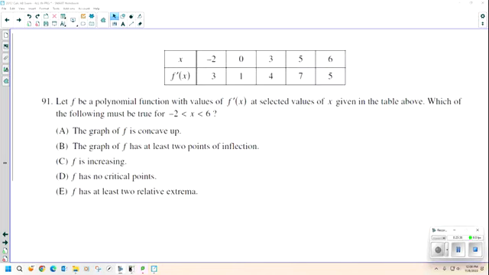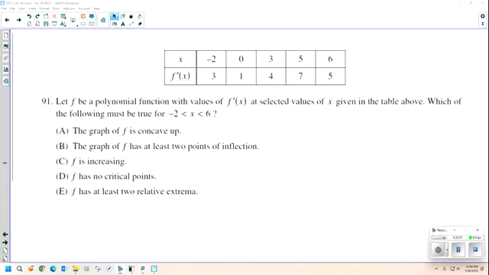It's like Christmas in November. Oh, 91 has a table. Let f be a polynomial function with the values of f prime of x at selected values of x given in the table above. That didn't sound right, but I read it exactly. Weird. Which of the following must be true for values of x between -2 and 6?